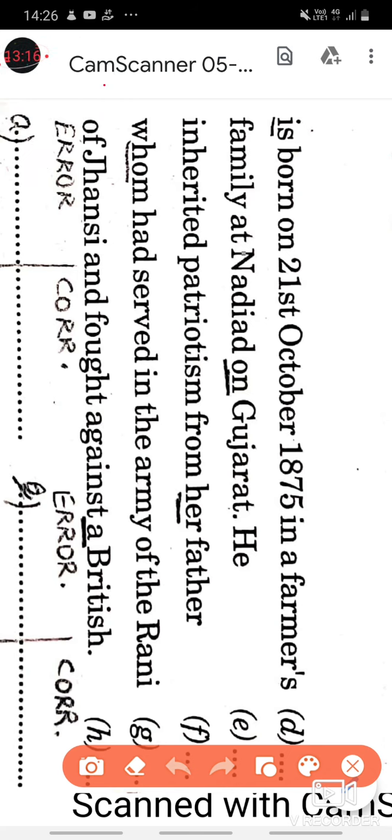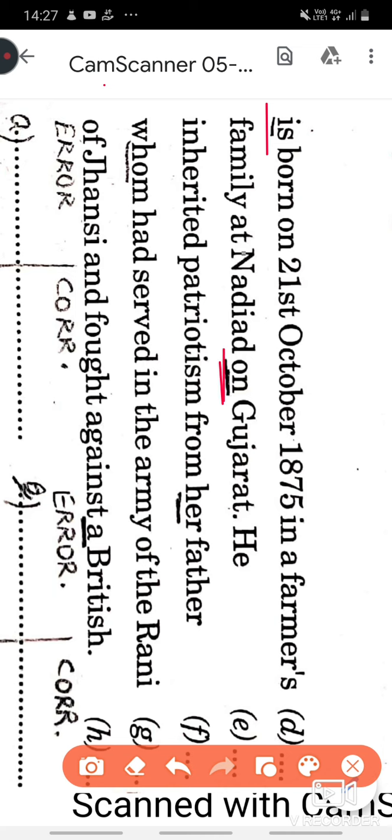is born on 21st October 1875 in a farmer's family. We are talking about 1875 and the verb used is. So error is of a verb, underline is. Farmer's family at Nadiad on Gujarat. Nadiad is a place which is located in Gujarat. So the error is of a preposition, that is on.